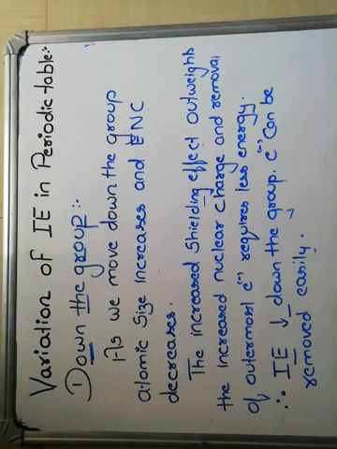So now we will discuss the variation of ionization enthalpy in the periodic table. We know that ionization enthalpy is the amount of energy required to remove the outermost electron from a neutral isolated gaseous atom. Whether it will remain the same down the group as well as across the period, we will discuss now.